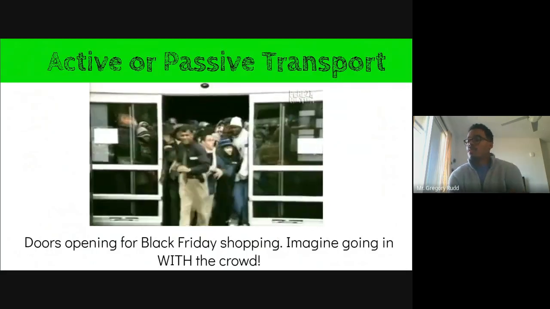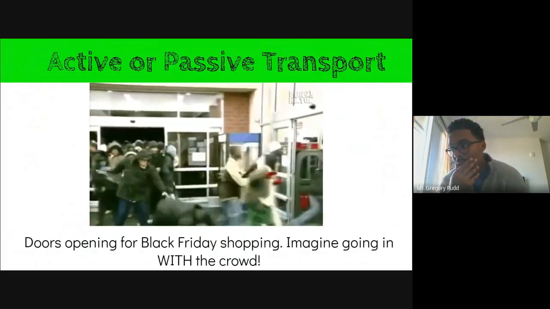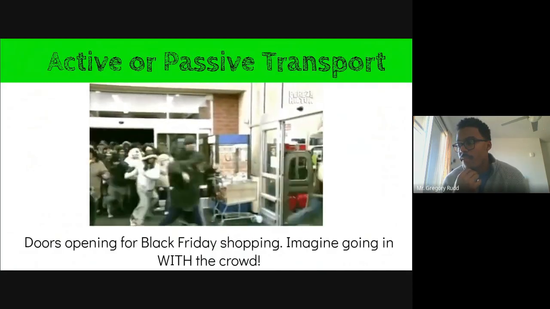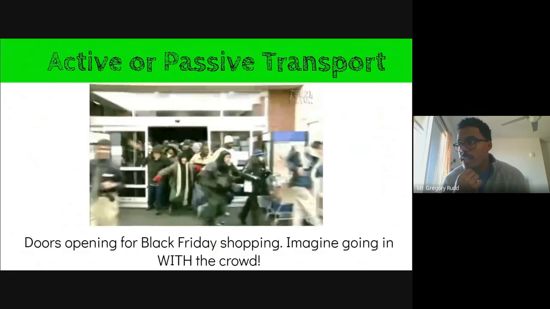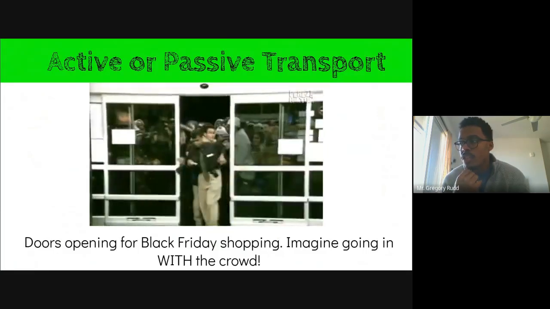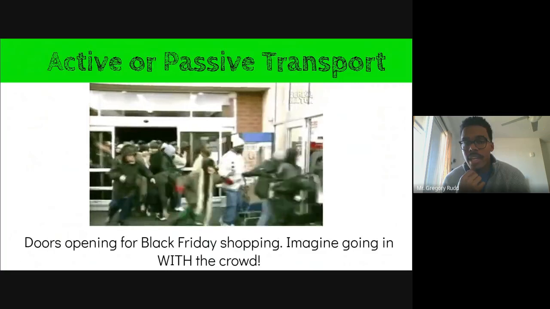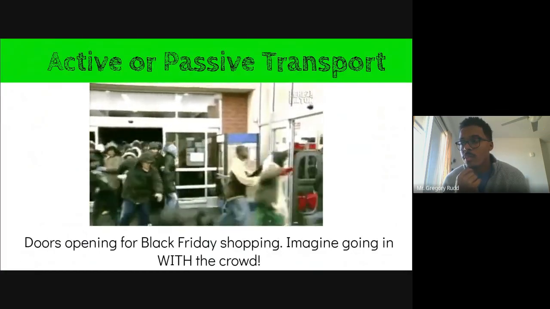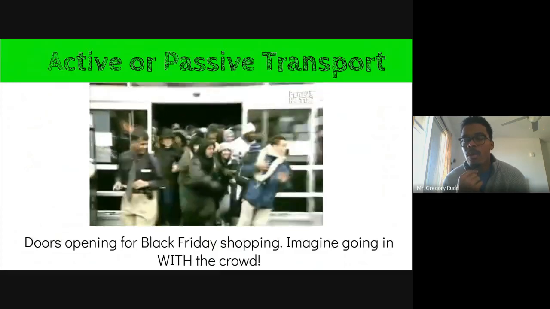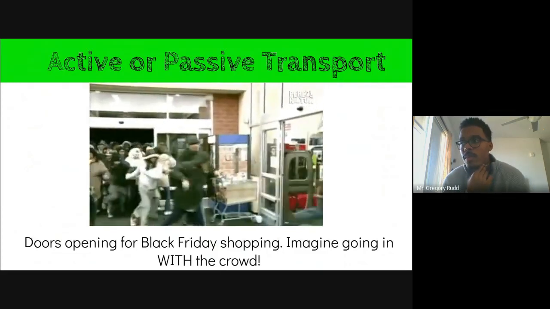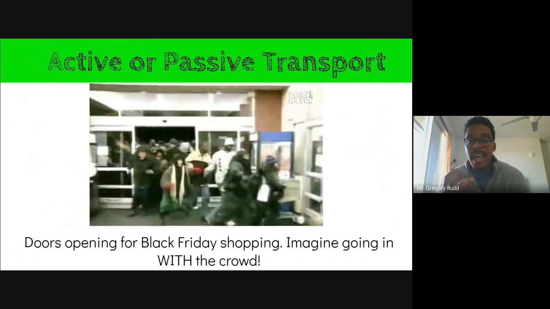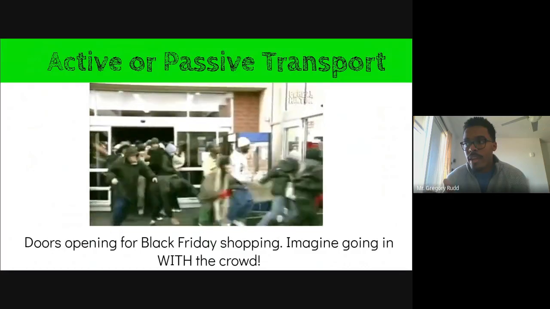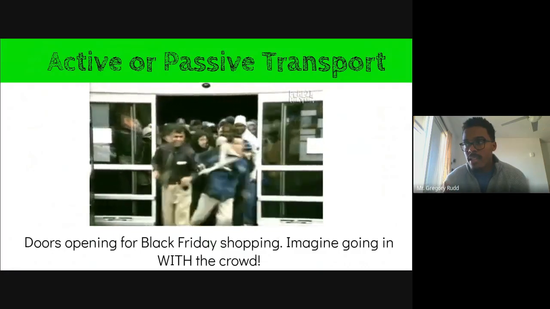So if you're going with the crowd, this crowd is trying to flood this store for Black Friday, you're moving with the crowd. Let's say you're kind of in the middle of that crowd. You're just getting pushed. It's not really requiring any energy on your part. Somebody is pushing you into this door. So this would be like passive transport. It's not requiring any energy. You're moving from a region that's really crowded, a highly concentrated region, to a region that is very open. It's less dense. It's a low concentrated region.